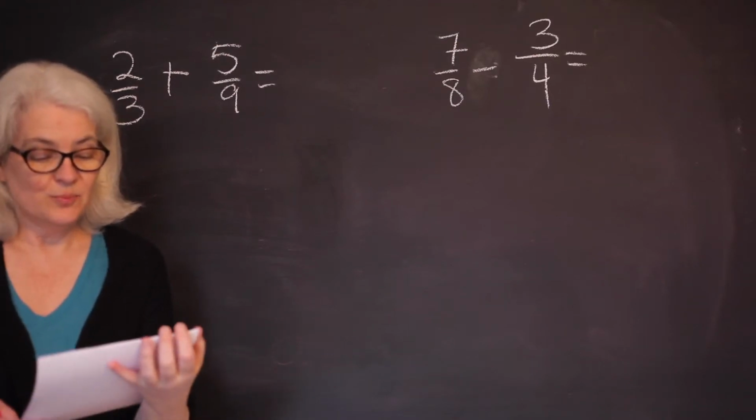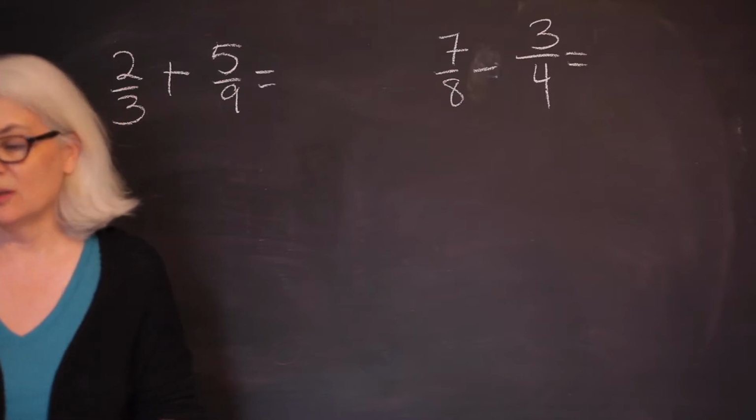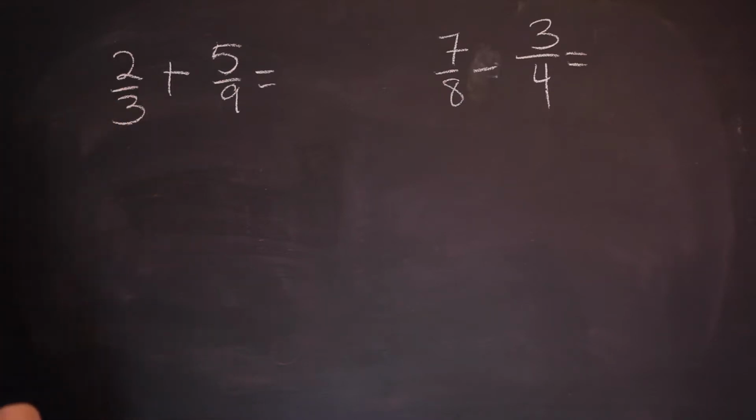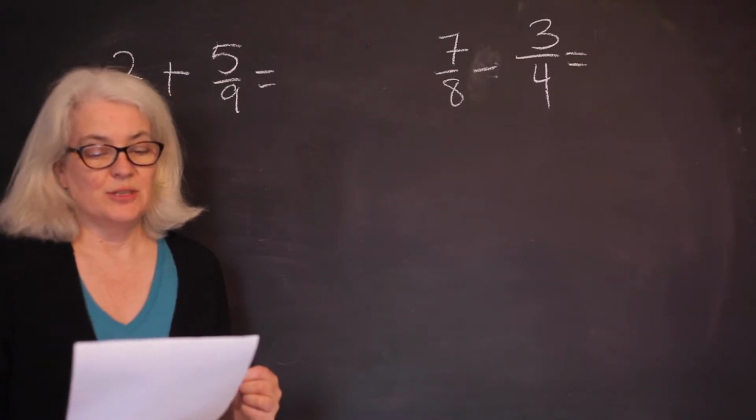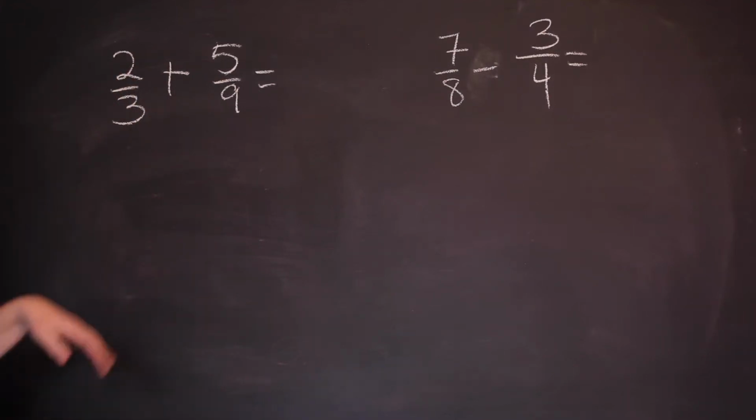So these are problem number 8 and 9 off of page 3. So we're up to page 3 on the basic skills test. And the instructions say solve each problem using the traditional algorithm, simplify all fractional answers. All right, so the first problem we're supposed to add 2/3 plus 5/9.